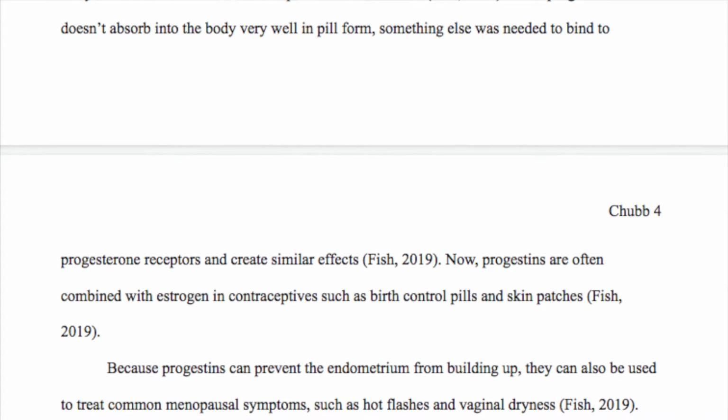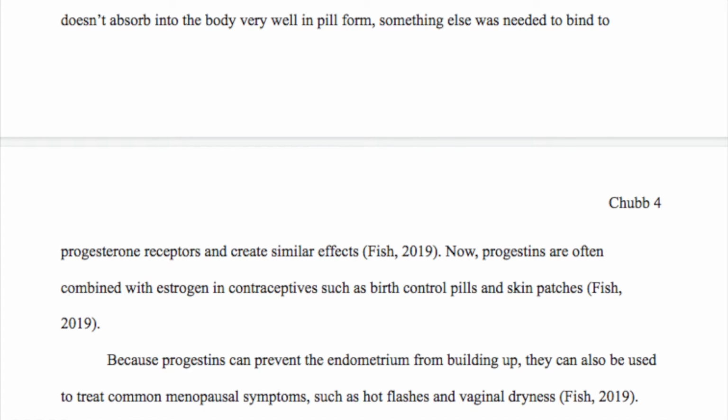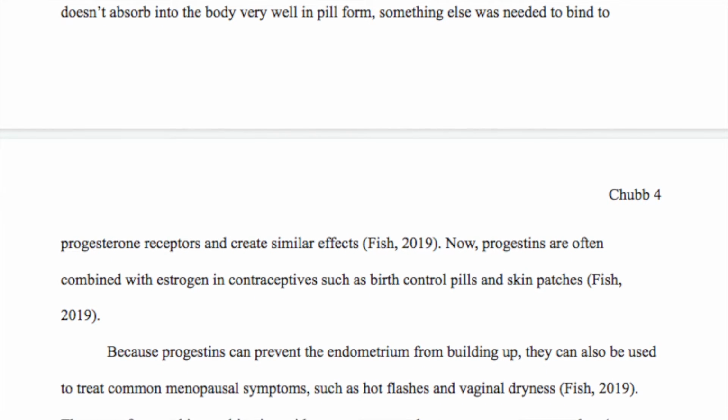I don't know why progesterone doesn't absorb into the body very well in pill form. That seems like something I should further find out.